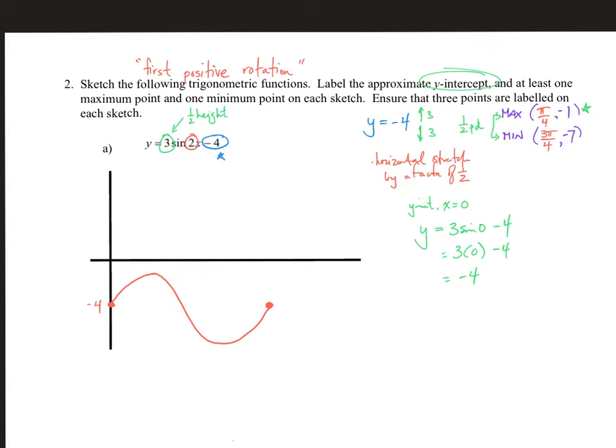In fact, don't. I have that as a picture. Now I can go through and I can label my points. I found that my max occurred at pi by 4, negative 1. My minimum occurred at 3 pi by 4, negative 7. And there we go.